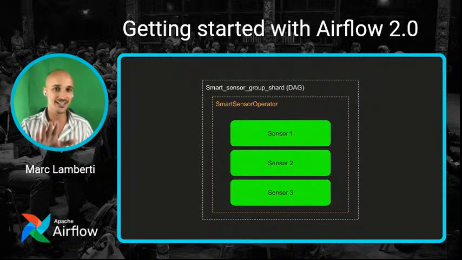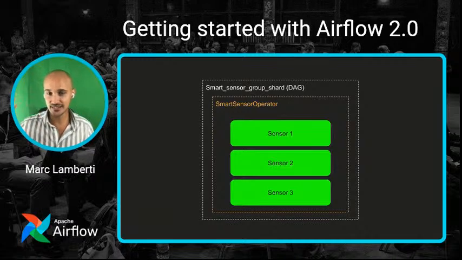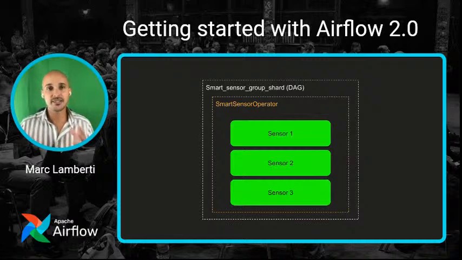Because I know what you can say right now. You can say, actually, with the sensor, I can use the reschedule mode. And this works. But you have to think about what will happen if you have hundreds of sensors, which can be your case at some point. Well, even with the reschedule mode, you will end up with some troubles. You might end up with deadlocks as well. So that's why smart sensors are really useful if you have hundreds of sensors running in your Airflow instance right now.